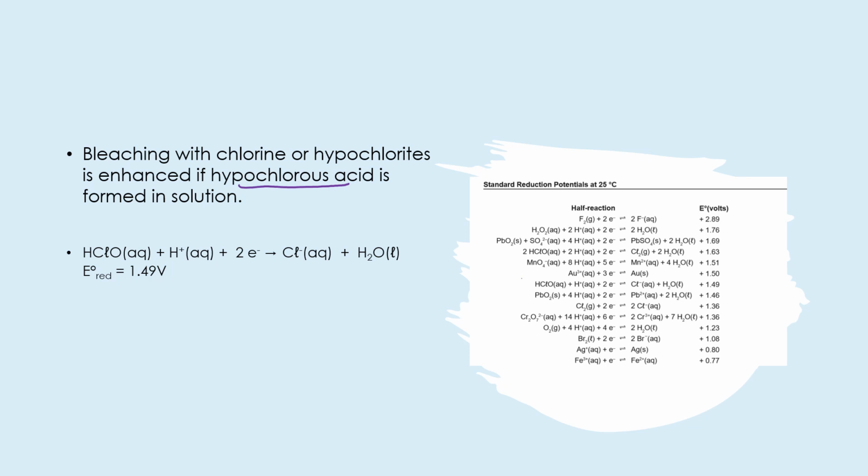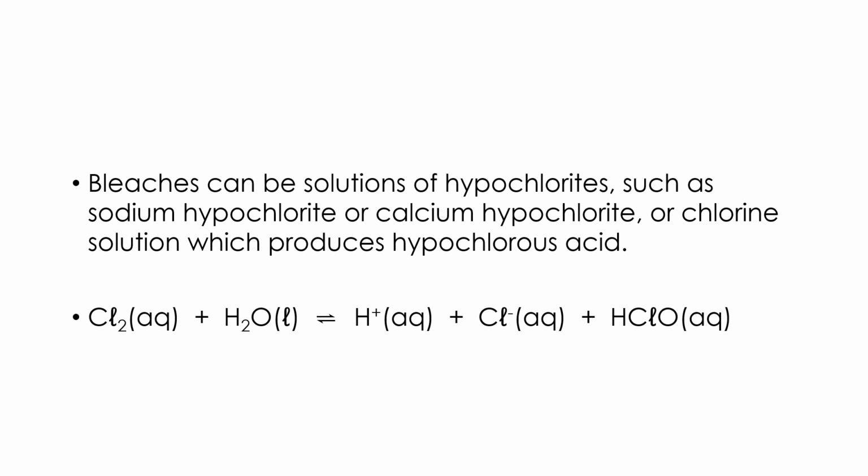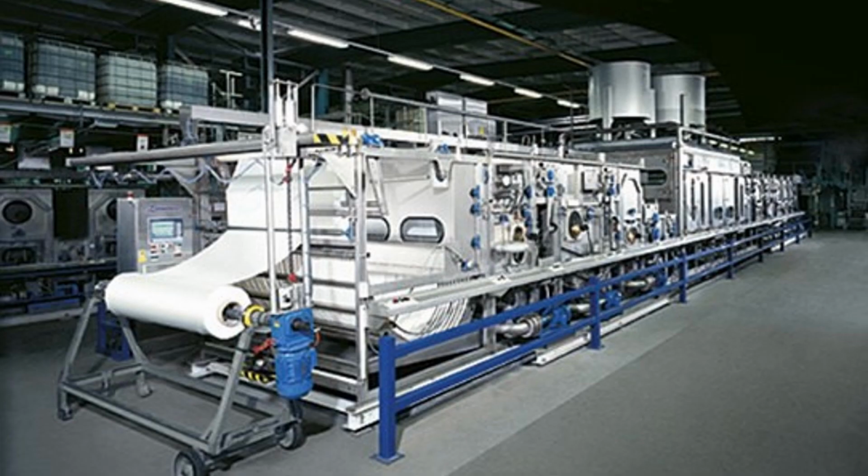Remember, it's located on your data sheet just here, and it's a very strong oxidizing agent. Bleaches can be solutions of hypochlorites such as sodium or calcium hypochlorite or chlorine solution, but they have to produce hypochlorous acid, which is the best bleaching agent. What we have here is a picture of a textile industry where they're bleaching different types of cotton. So your unbleached cotton comes in at this point here. It basically is treated with sodium hydroxide and sodium hypochlorite.